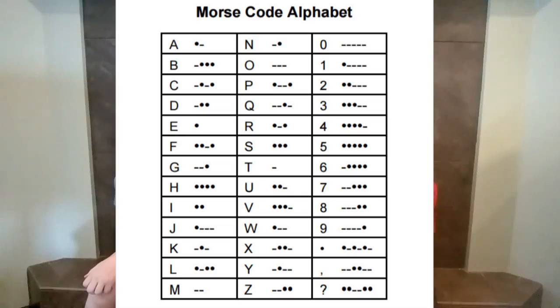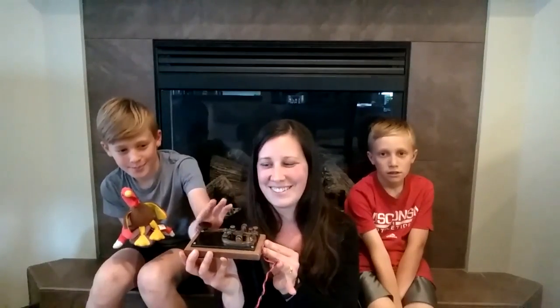And if you want to try using Morse code, you can find an example of the modern Morse code called International Morse Code on the museum's Facebook page. And if you don't have a telegraph key like ours, there are other things in your house you can use to make Morse code. Like clapping. Or flashlights. Let's try it.